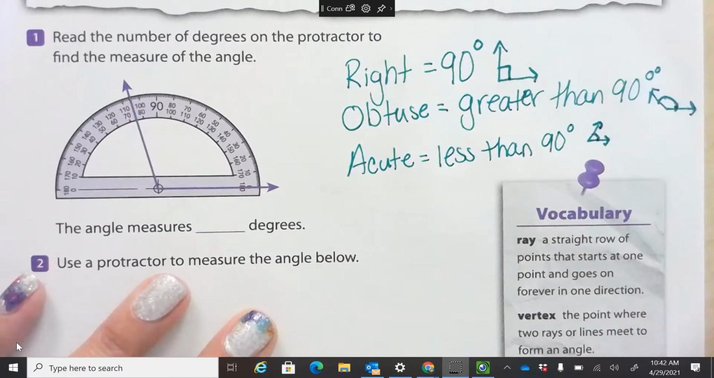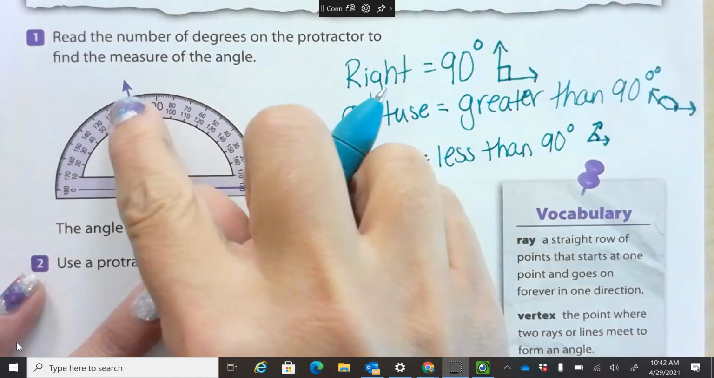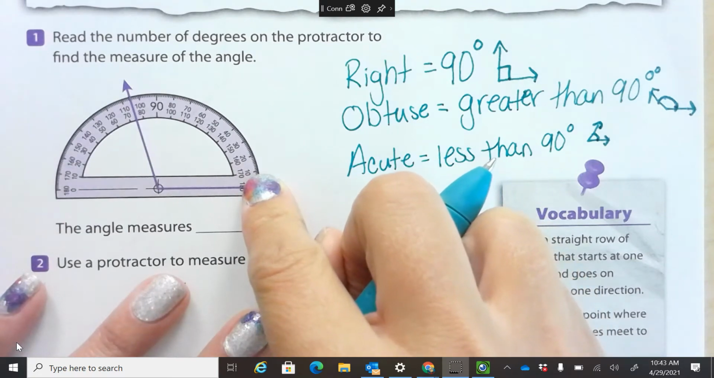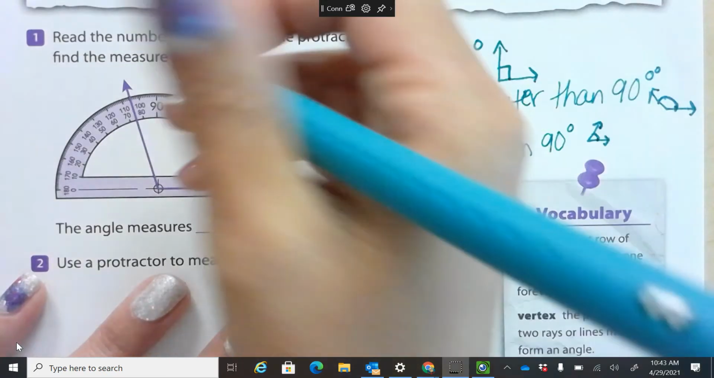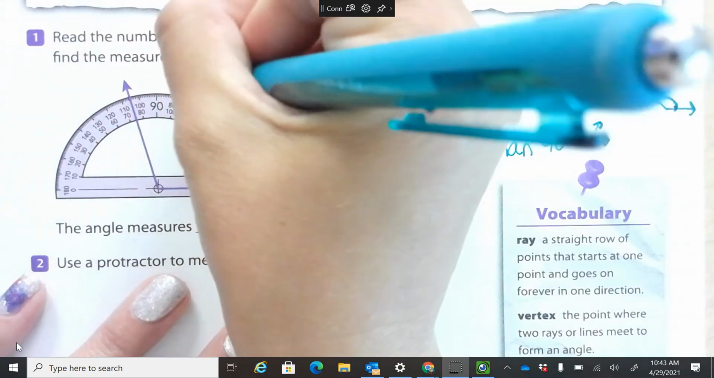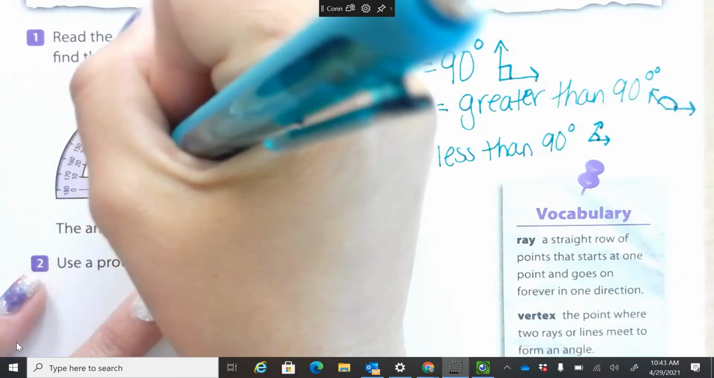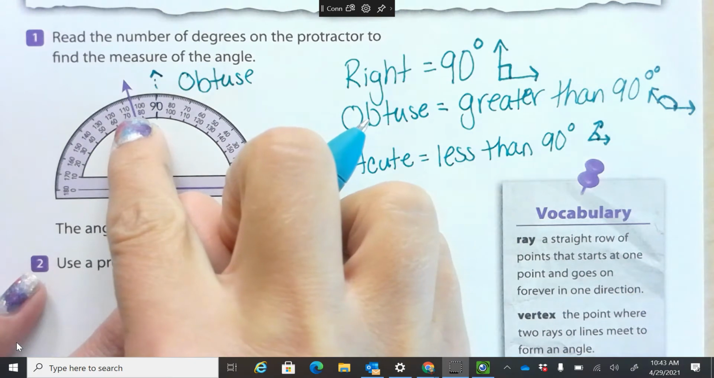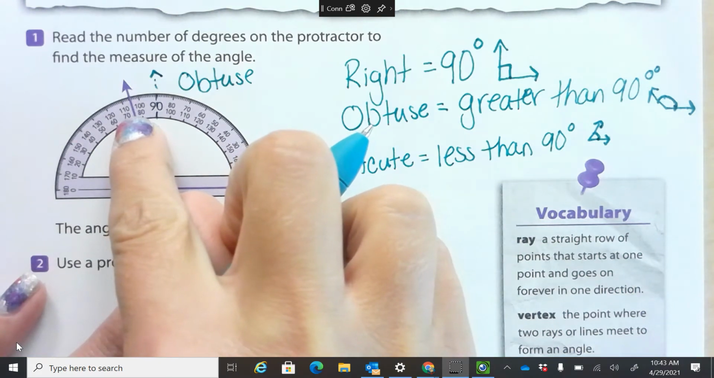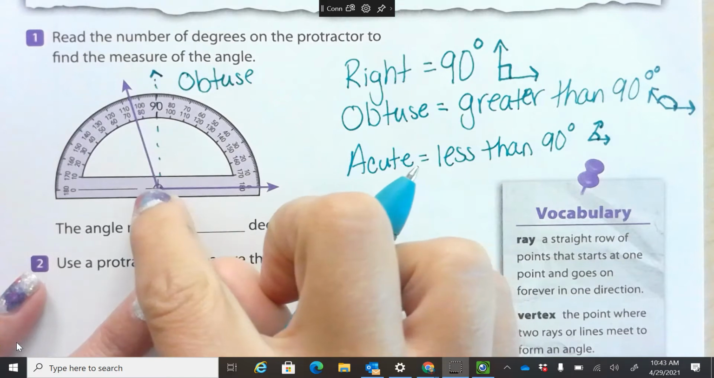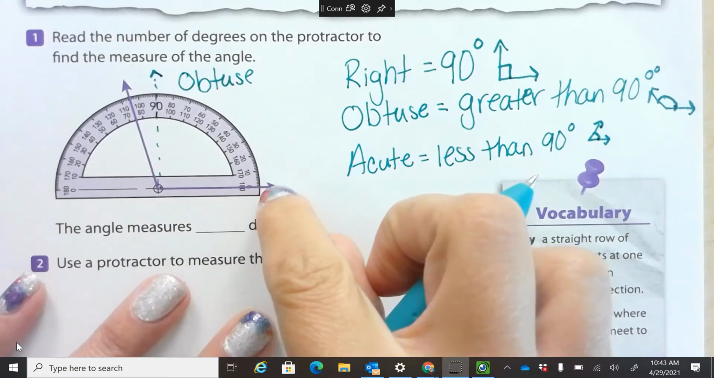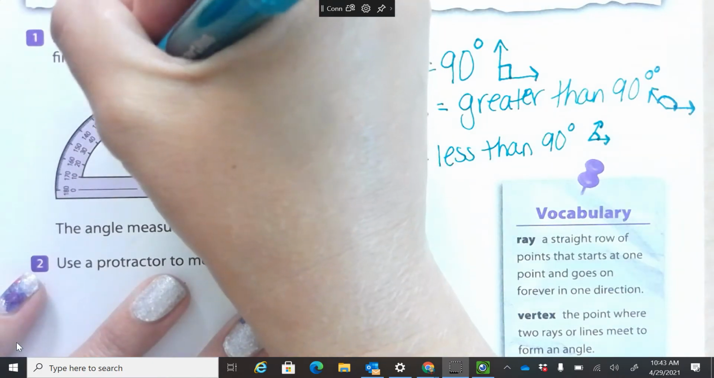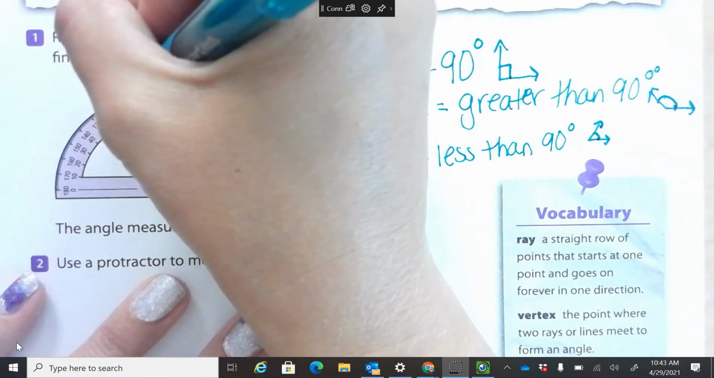So what would we classify or call this angle before we measure it? Bailey? Obtuse. Because we know that it extends past 90 degrees. So when I'm looking at my protractor, I'm going to be looking for a number that's greater than 90 degrees. I also know that this angle starts here and it goes all the way up. So it looks like my measurement is right here between 110 and 100.